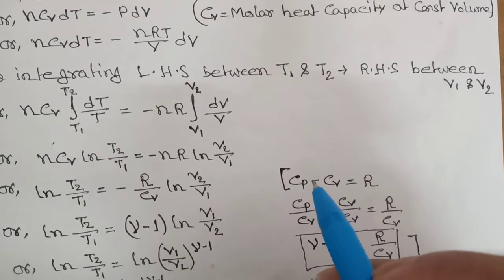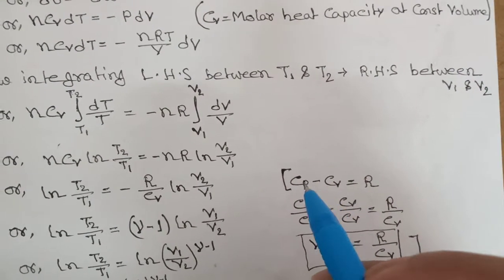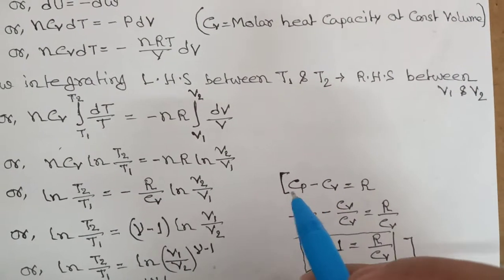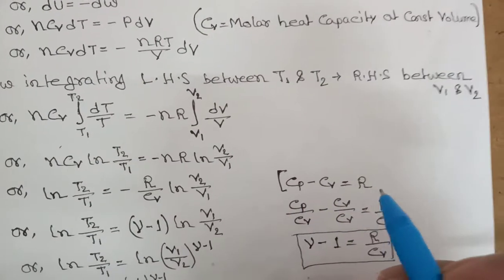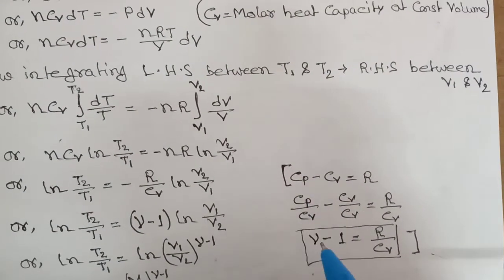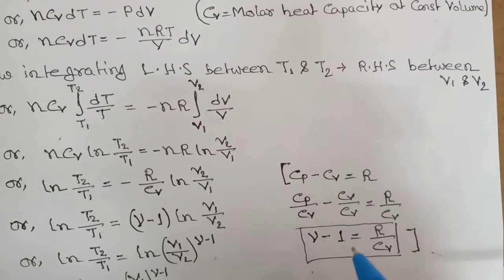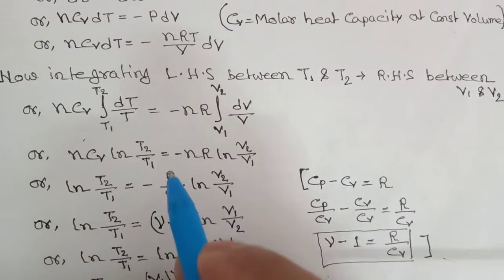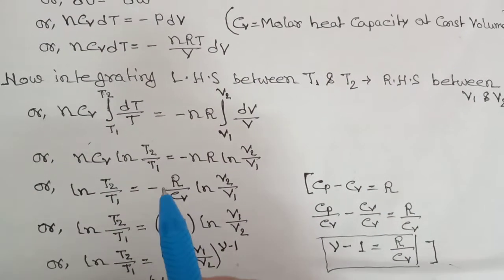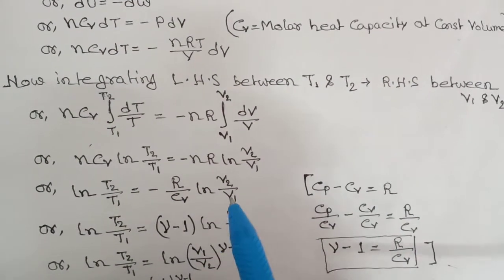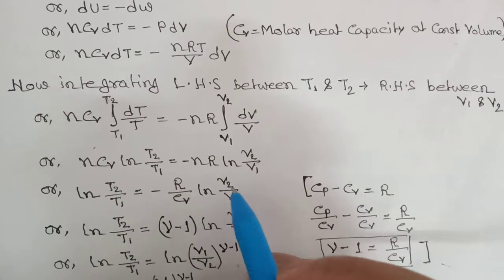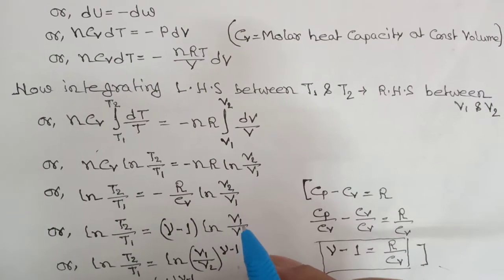Now we can divide all the terms by Cv. So Cp by Cv, Cv by Cv and R by Cv. This Cp by Cv will be gamma, Cv by Cv will be 1, and this will be R by Cv. So in place of R by Cv we can write gamma minus 1, and this minus becomes plus because we interchange their positions, V2 by V1 and here we change the position from V1 to V2.